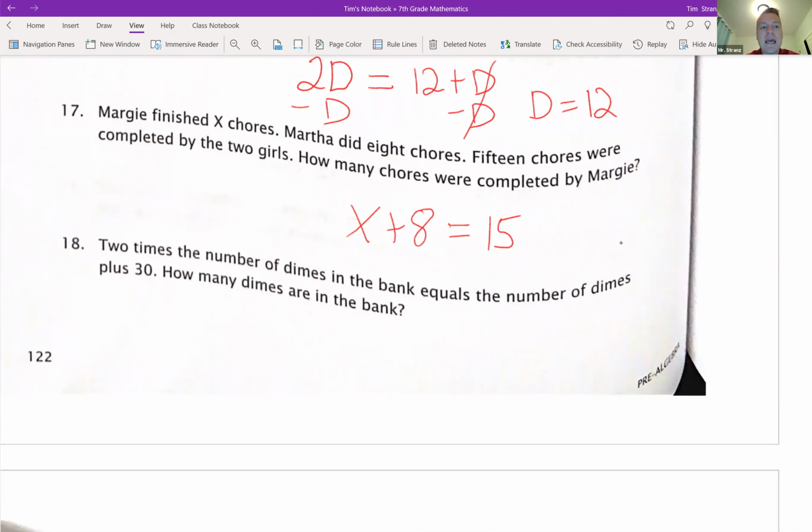Again, why in the world are they using 2 M's, Margie and Martha? Can't you use different names so it's not as confusing? I should write a math book.